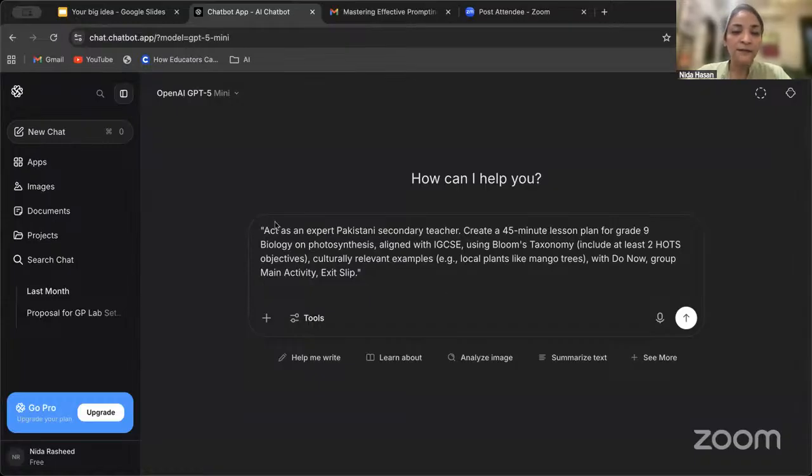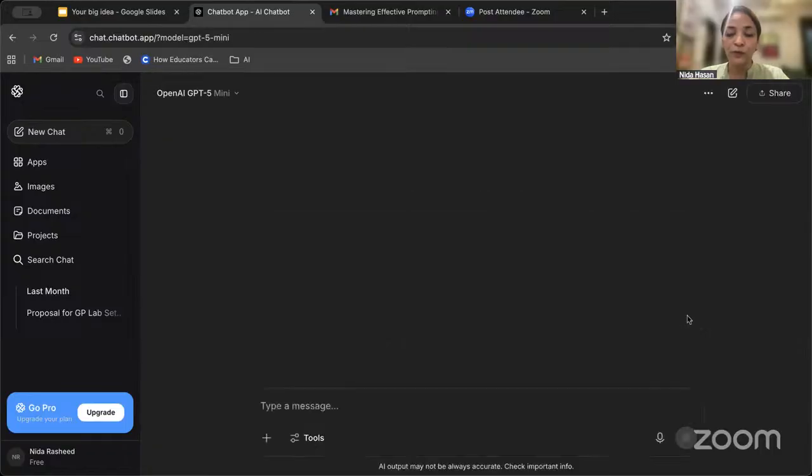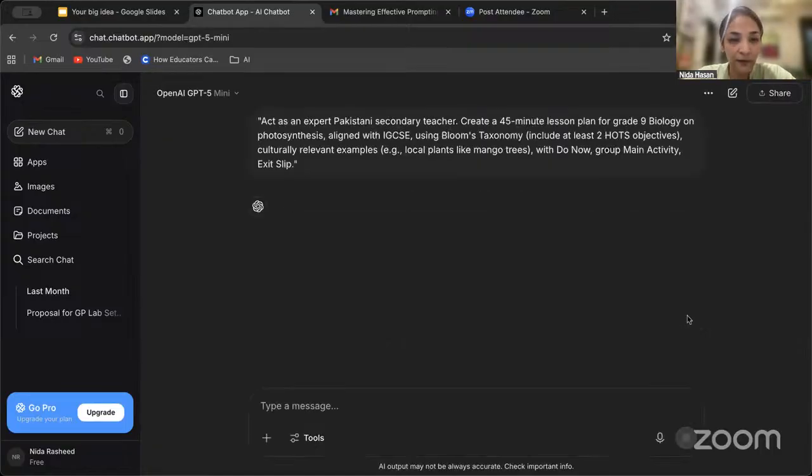And this is exactly the same prompt that I have given it on my ChatGPT. Act as an expert teacher, 40-minute lesson plan aligned with IGCSE, using Bloom's taxonomy, include at least two HOTS objectives, culturally relevant examples, local plants like mango trees, with a do now, group main activity, and exit slip. And I'm just going to press enter.